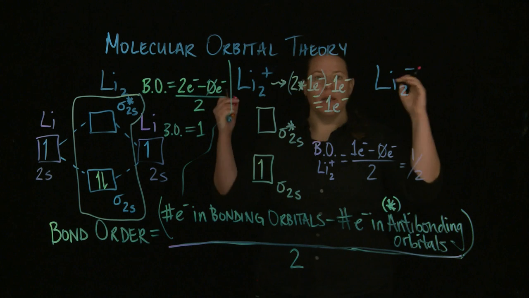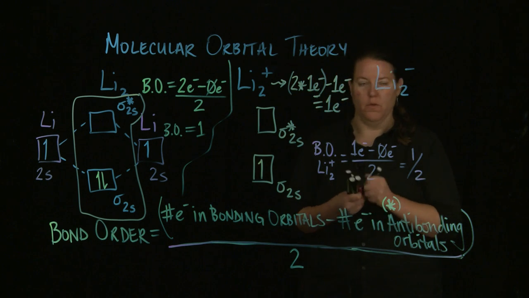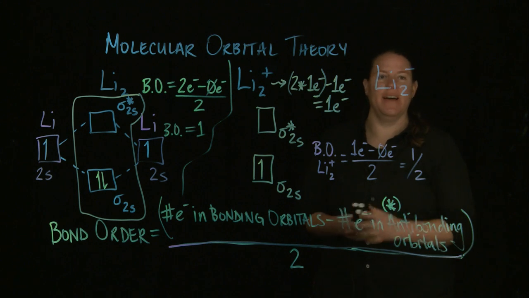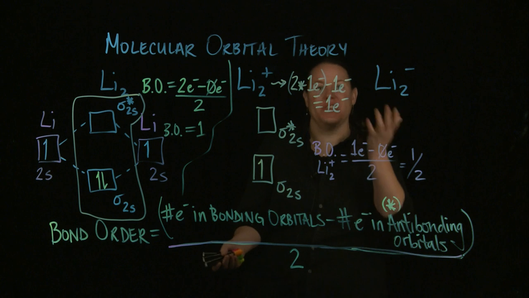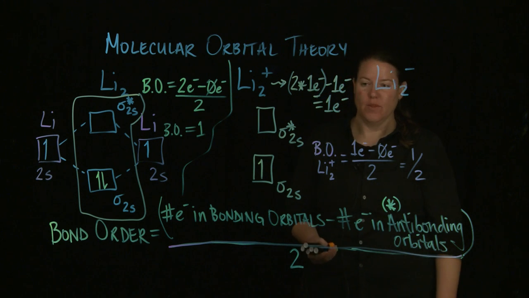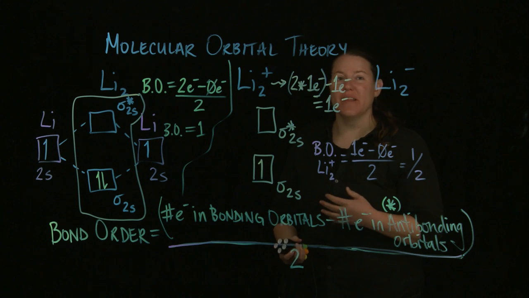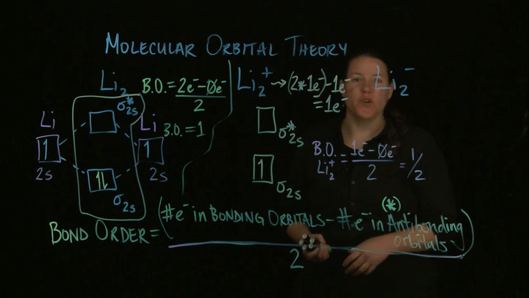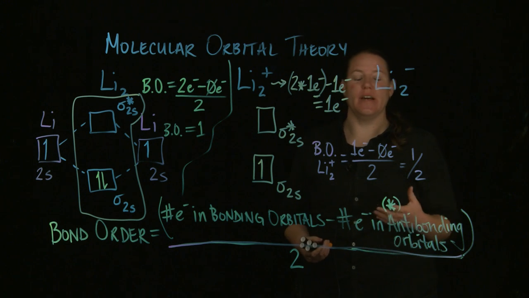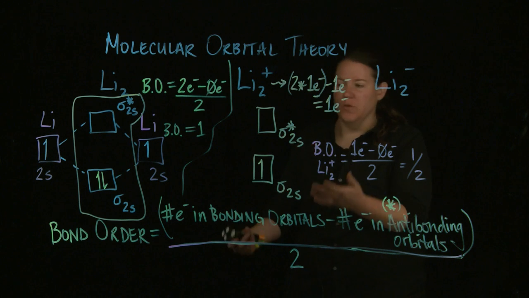Okay. I never said they have to be even whole numbers, or whole numbers in general. I never said they had to be whole integers in any way, shape, or form. You can totally have a half. Okay. If the bond order is less than one, though, the likelihood that this would actually happen is not very good. So the likelihood that a bond actually forms is not as good as it being one or two or three.